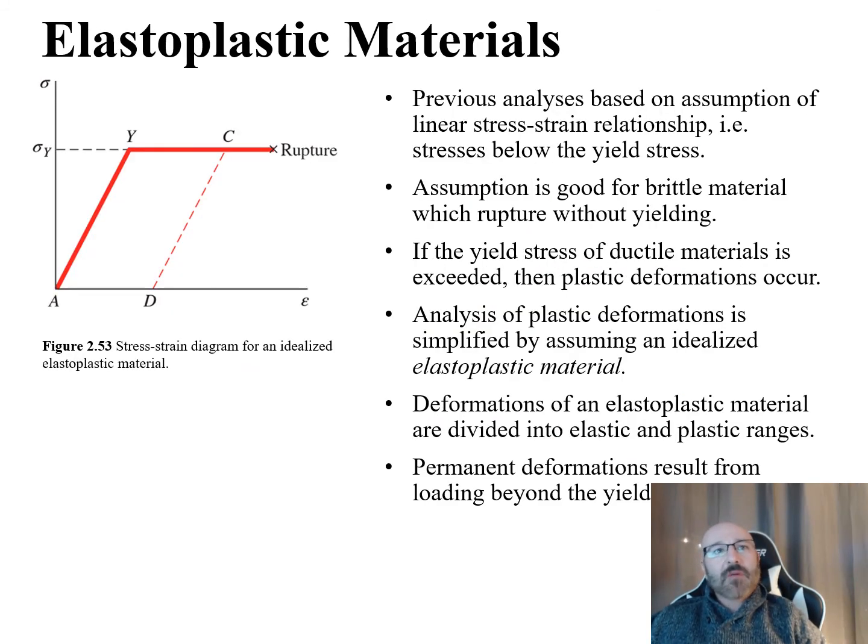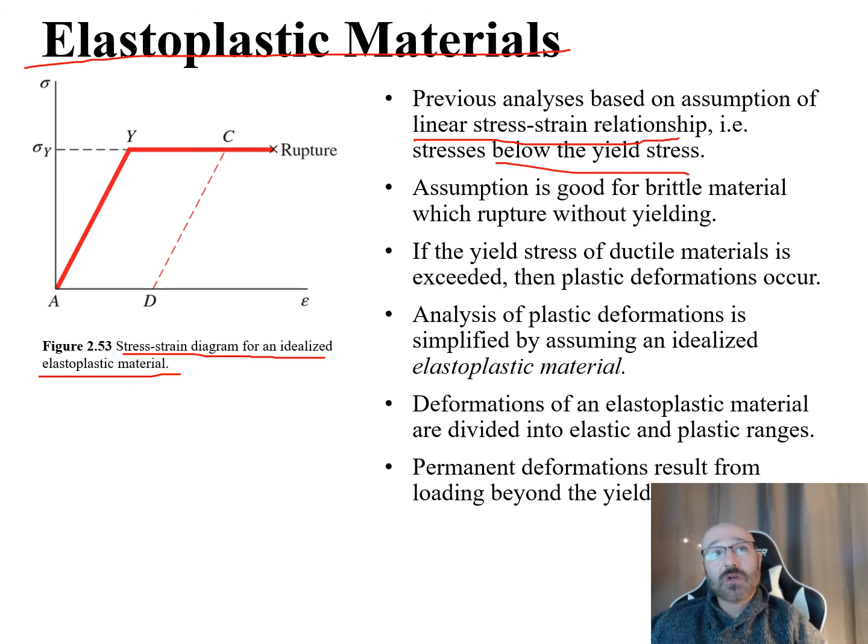So next I want to talk about elastoplastic materials. We have a special case here. You can see over here in figure 2.53 a stress-strain diagram for an idealized elastoplastic material. For this case, our previous analysis was based on the assumption of a linear stress-strain relationship, for example, stresses below the yield stress right here. There's our yield stress. So for stresses below the yield stress, the assumption is good for brittle materials which rupture without yielding.